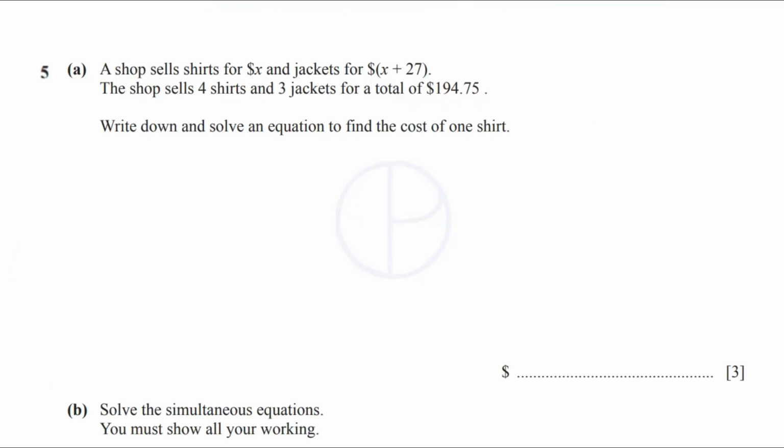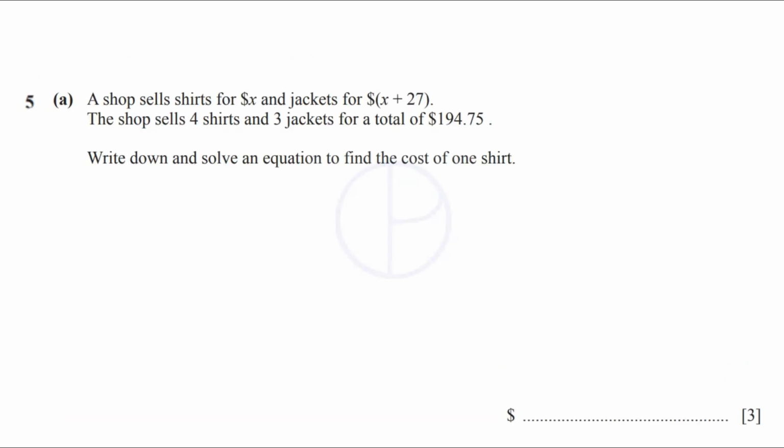Next, question number 5. A shop sells shirts for X dollars and jackets for X plus $27. The shop sells 4 shirts and 3 jackets for a total of $194.75. Write down and solve an equation to find the cost of one shirt.